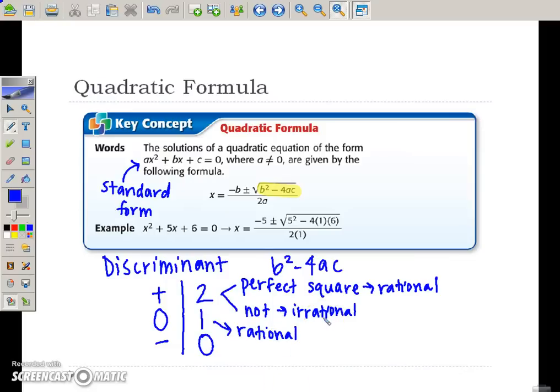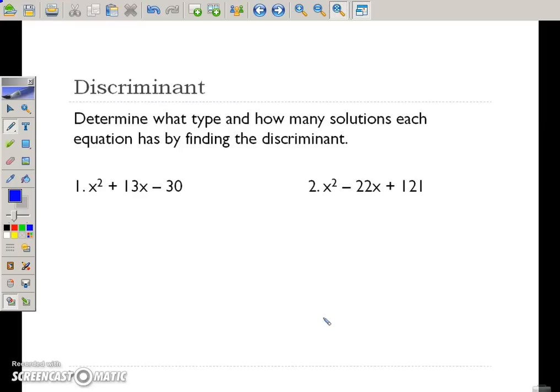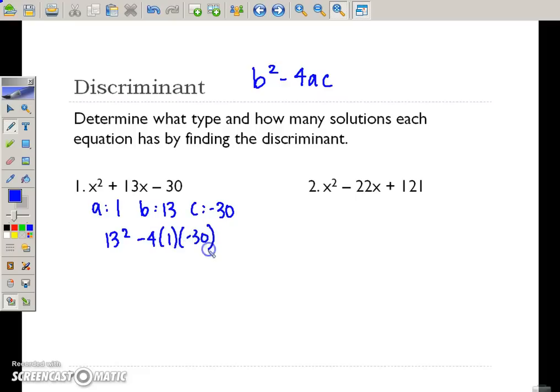So let's look at a couple of examples. If we have x squared plus 13x minus 30, our a is 1, b is 13, and c is negative 30. We want to determine what type and how many solutions we have, so we're going to use our discriminant, which is b squared minus 4ac. So we're going to say 13 squared minus 4 times 1 times negative 30.